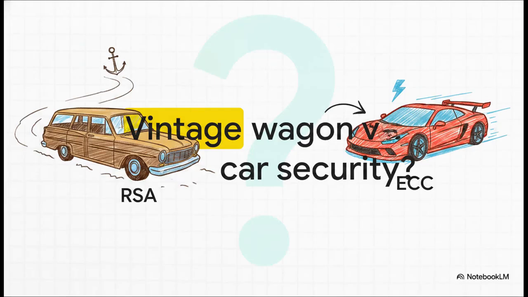I want you to imagine your digital security as a vintage station wagon. You know, it's built like an absolute tank, it reliably gets you from point A to point B, and frankly, it has protected our digital lives for decades. That station wagon is RSA encryption. But what if the landscape changes? What if suddenly you need to compete in a Formula One race, navigating hairpin turns at 200 miles an hour? A clunky station wagon just isn't going to cut it, right?